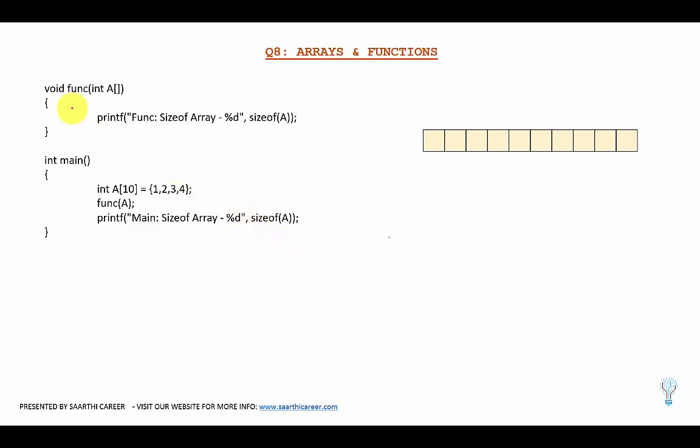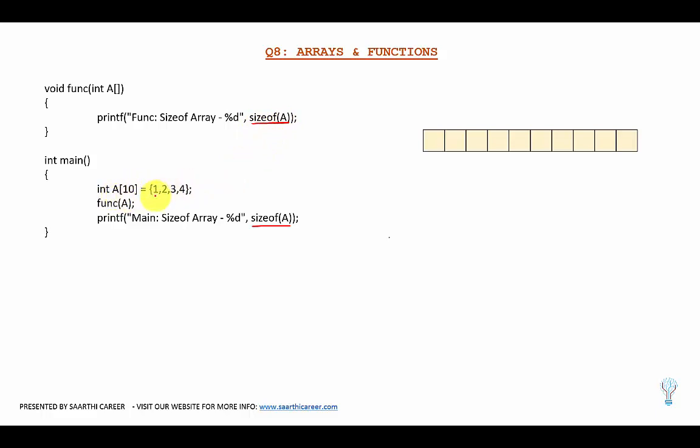Now if you look here, we have two functions, one is func and the other is main, and we see that we are getting an argument a which looks like an array from the main function, and we are printing the size of array a here, and we're doing the exact same thing in the func. So let's look at the array.